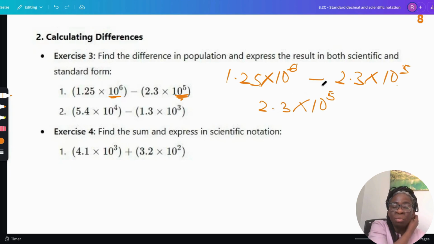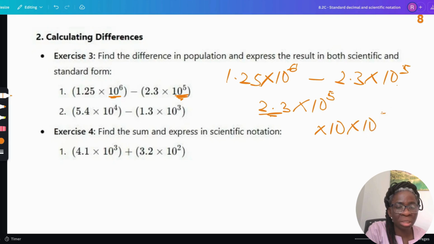This one has to be something times 10, so that we can add the 1 here to this 5. So to get 10 out of this, we have to move this decimal point like this. So this one will become 0.23. So 2.3 is the same as 0.23 times 10. So this one will now be 0.23 times 10 power 6, because we add this 1 to this 5.